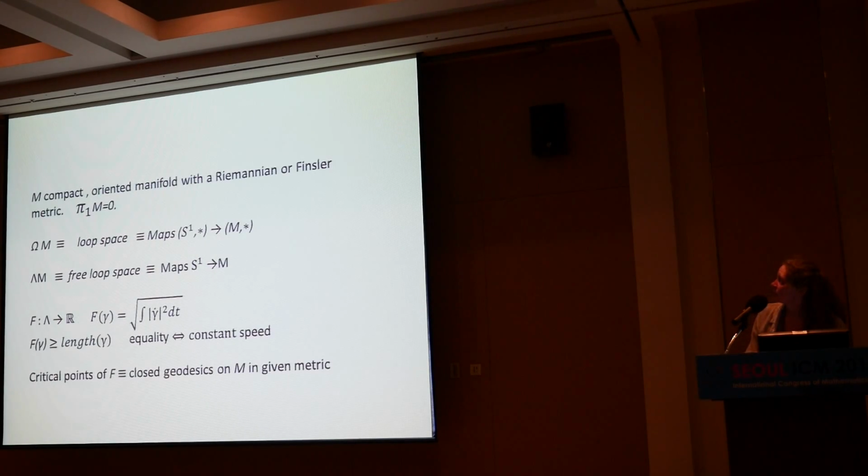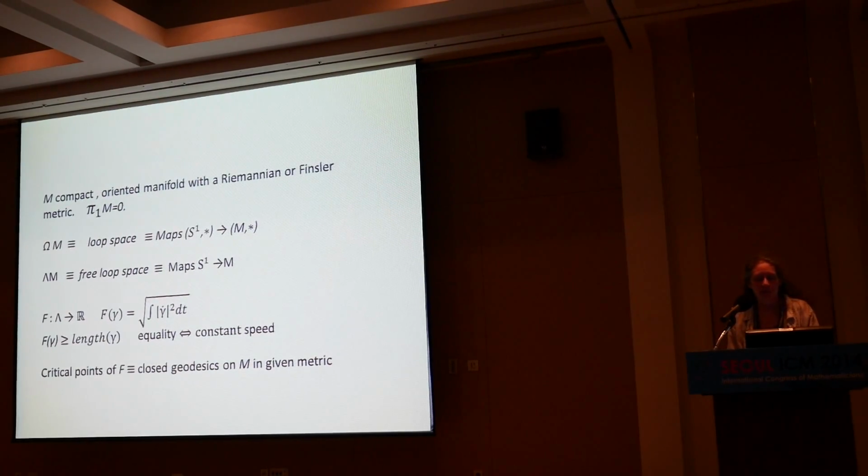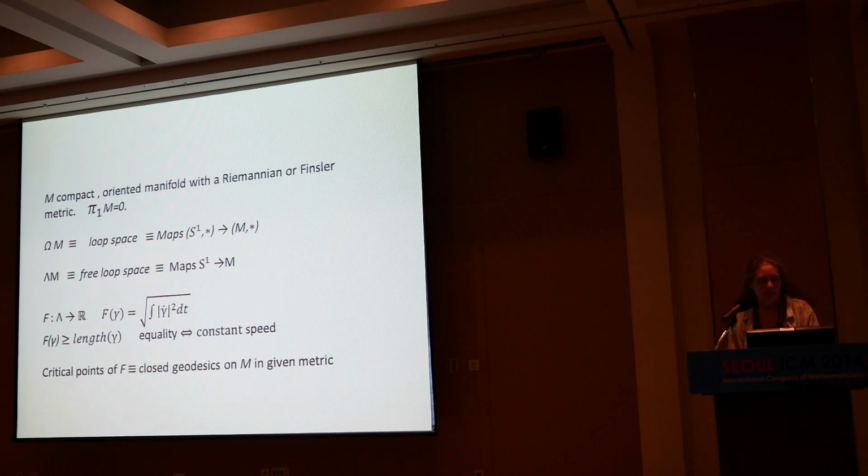So we'll start off with M, a compact oriented manifold with a Riemannian or Finsler metric. I'm going to assume that M is simply connected just for simplicity. And I will also assume that all homology and cohomology is taken with rational coefficients, although that is also just for the sake of simplicity. More general statements are possible. So let's see how this works here.